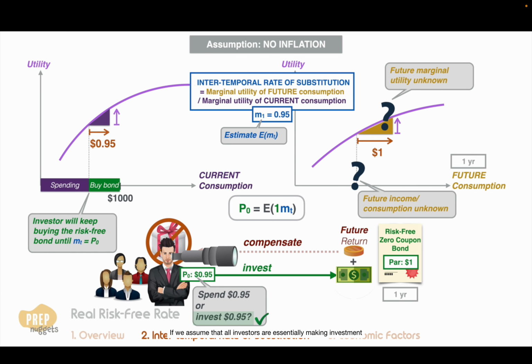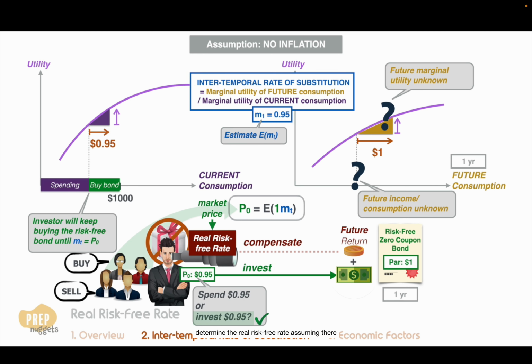If we assume that all investors are essentially making investment decisions based on the trade-off between current and future consumption, some will want to sell their bonds to fund additional current consumption, whereas others will want to buy bonds and defer some additional consumption until the future. This process would continue until all investors' willingness to invest converges on a single equilibrium value so that the equation is true for all individuals and the market price of the bond is determined. Based on the market price of the risk-free bond, we can determine the real risk-free rate, assuming there is no inflation.